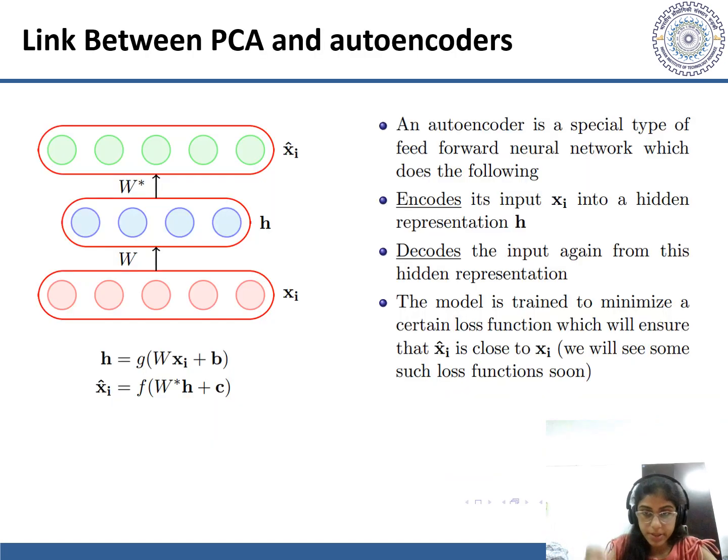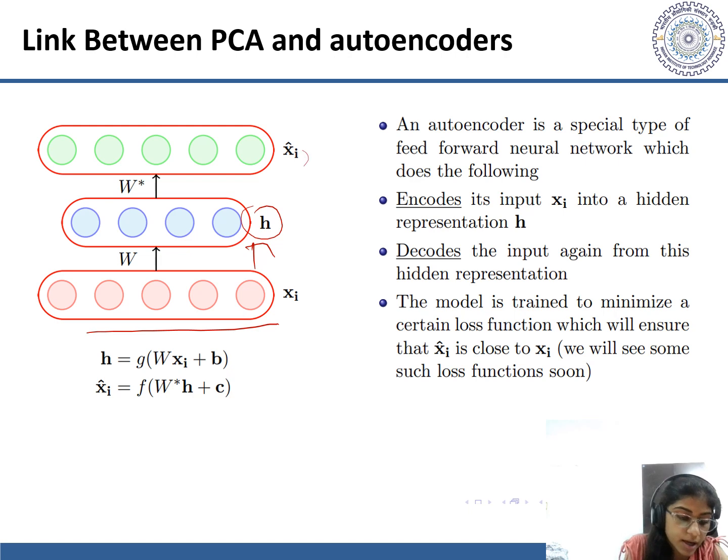The other place where PCA plays a very important role: PCA performs as autoencoders in certain conditions. Now, what are autoencoders? Autoencoders are a special type of feedforward neural network which encodes the input Xi and gives it into a hidden representation H. Then Xi hat decodes the information from H. Now the model I am forming is to reduce the difference between the approximated Xi and the Xi I originally have.